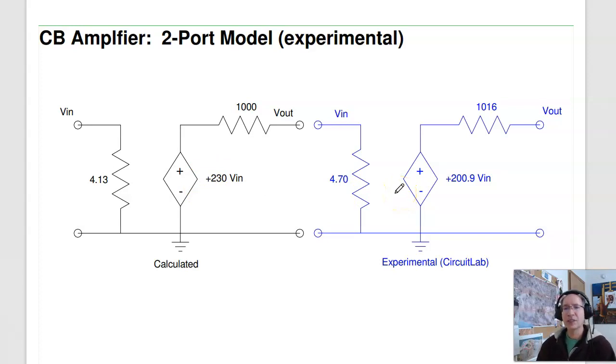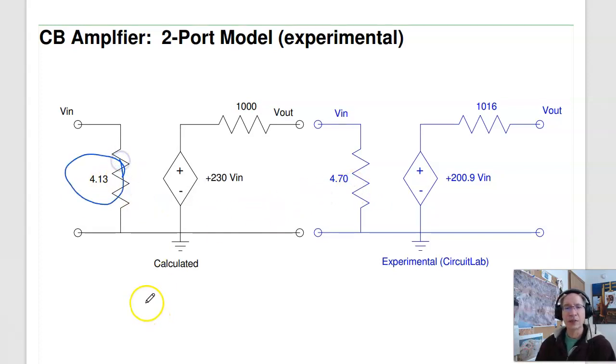As I mentioned, common base amplifiers are not really designed to be cascaded. What they're for is the very first stage. If I have a multi-stage amplifier and the first stage needs to have a low input impedance, that's a common base amplifier. If, on the other hand, I can tolerate a high input impedance, I'd probably use a common emitter amplifier. So that would be common base.